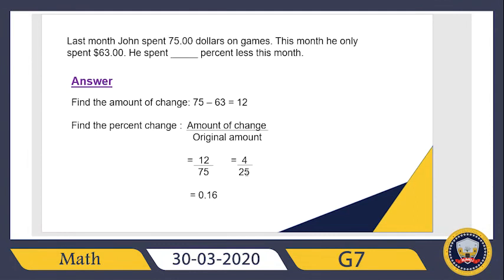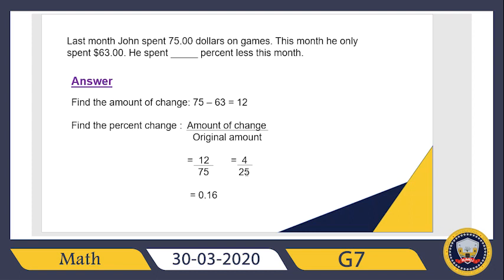So I will subtract 40 minus 25 equals 15, right? Then I will drop down another 0. Then I ask myself, 25 times what will give me 150?